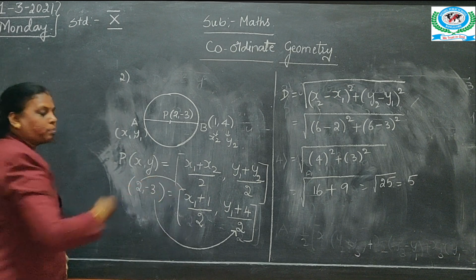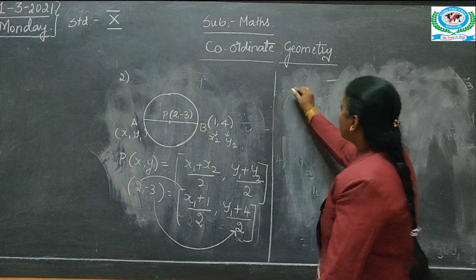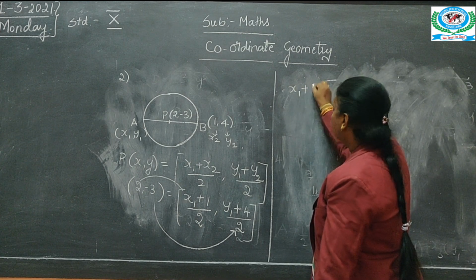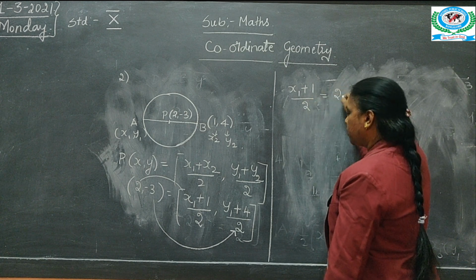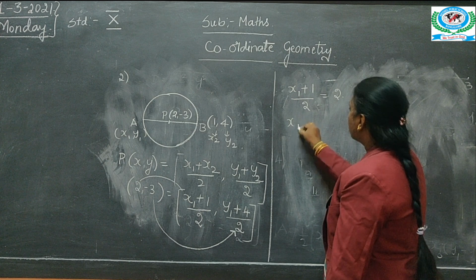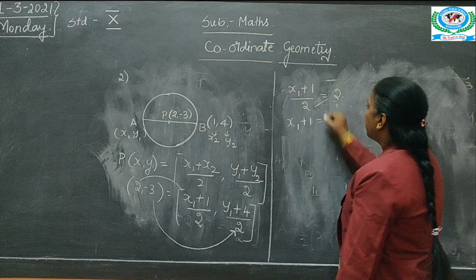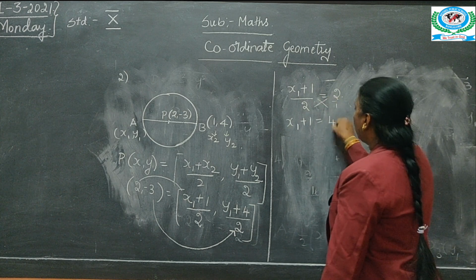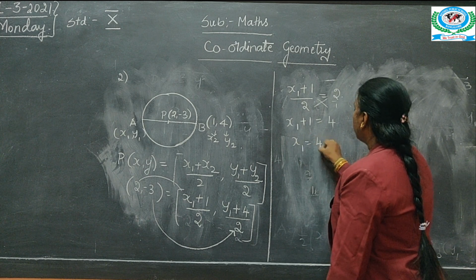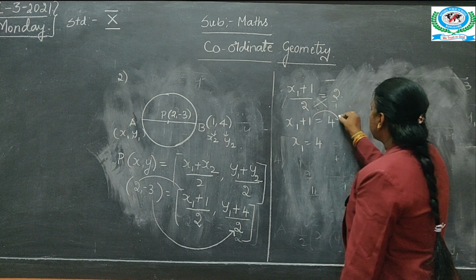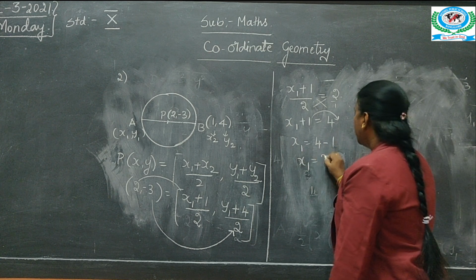So x should be equated to (x1 plus 1) by 2. So (x1 plus 1) divided by 2 will be equal to 2. Cross multiply: 2 into 2 is 4. So x1 plus 1 is equal to 4. x1 will be equal to 4 minus 1, since when the 1 is transferred to that side it becomes minus 1. So x1 is equal to 3.